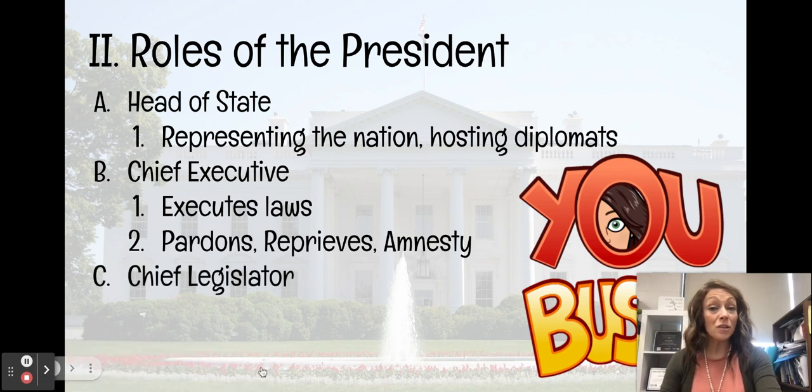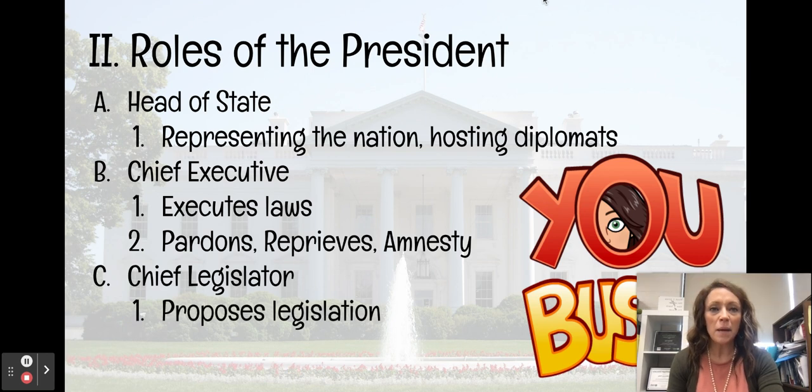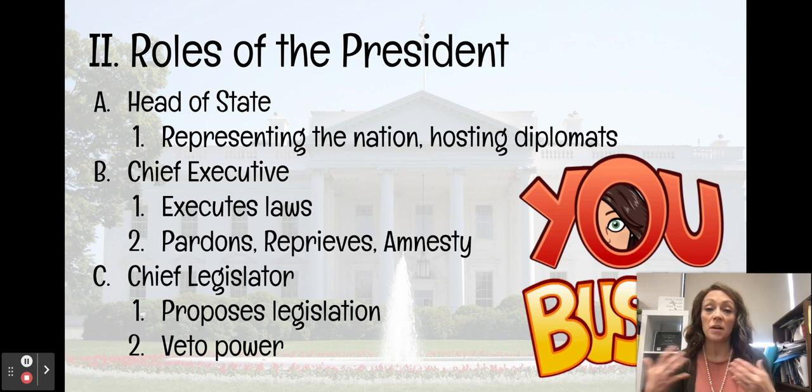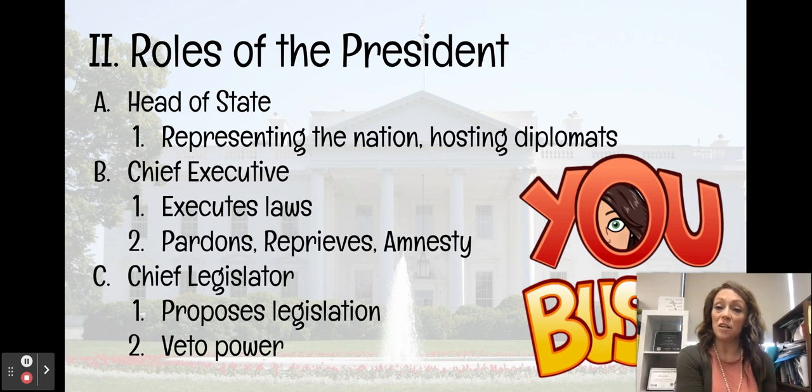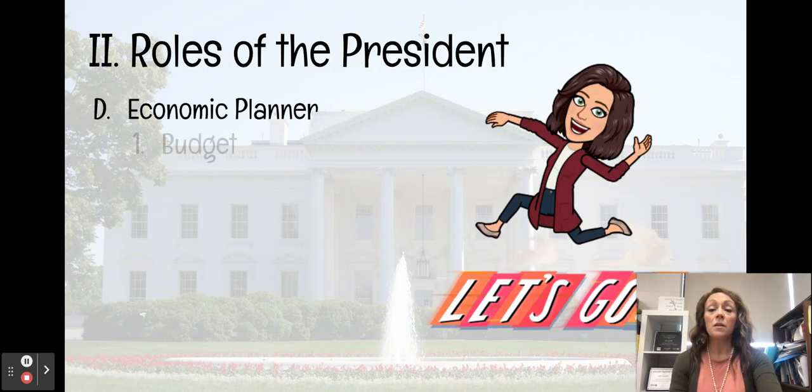The president is also the chief legislator, and as chief legislator, his main job is to propose legislation. Now, we know from our study on Congress that the president has absolutely no authority to actually create laws in Congress, but he can propose legislation and give Congress ideas. He also has the veto power, and we've studied that before as well. If the president doesn't like a bill, then he can veto it, and it goes back to the House that created the bill.